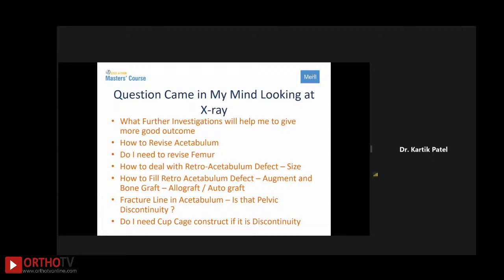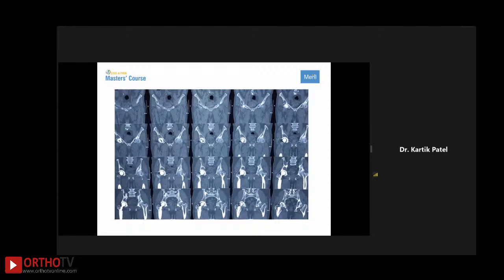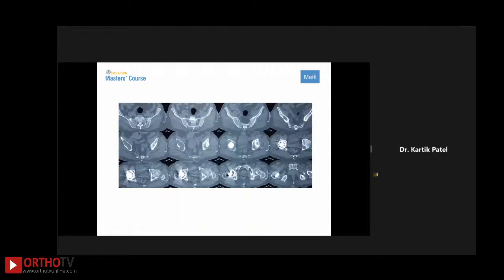So I investigated with a CT scan, and the CT scan shows there is a huge defect superior to the native acetabulum and loosening of the cup. You can see in the transverse cut, there is a huge osteolytic lesion. Biopsy was done and it was normal.